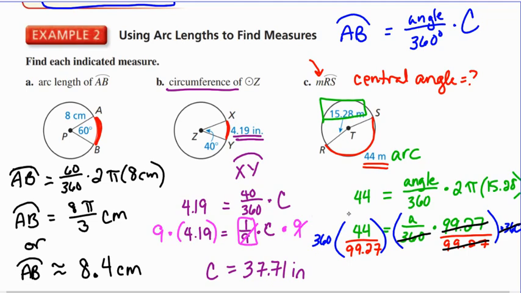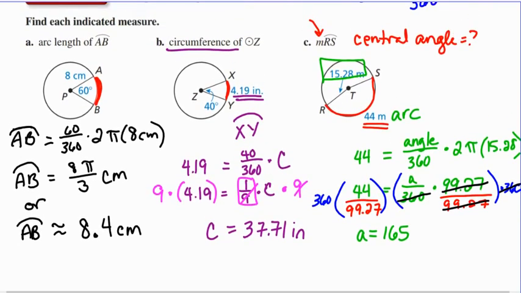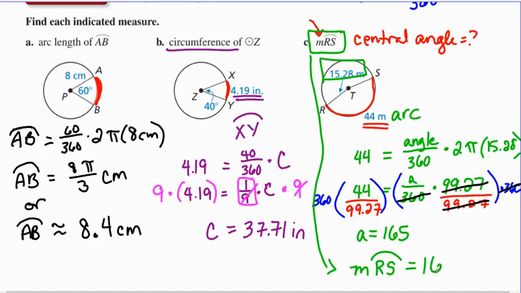Okay, and if we put this in our calculator, 360 times 44 divided by 99.27, we find out that the central angle, so the measure of arc RS, is 165, right? If I'm going to write that using the correct mathematical notation, based on what I was given up here in the problem, I would say that the measure of arc RS is 165 degrees.